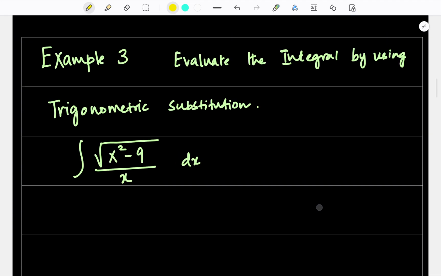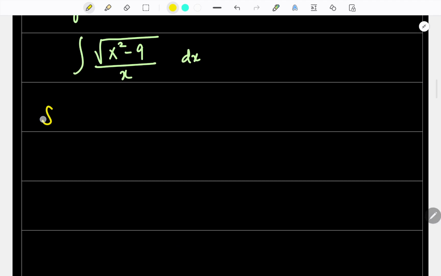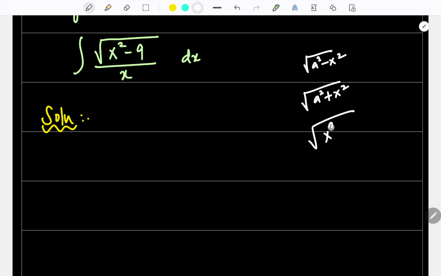Let's do the last question in this exercise. Evaluate the integral by using trigonometric substitution. Okay, right. So let's go to the solution. How many rules I told you before? Remember, if it is in the form square root of a square minus x square, square root of a square plus x square, square root of x square minus a square. So which form do you have now? A square minus x square? No, because you see x square first. Is there a plus here? No. And there is a minus, so this is the rule, right?